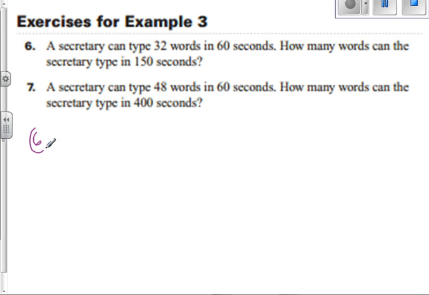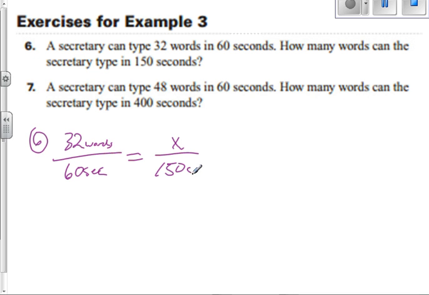Okay, so we're going to look at number 6. All right, so it's 32 words per 60 seconds. And they want to know how many words in 150 seconds, all right? So how many words in 150 seconds?